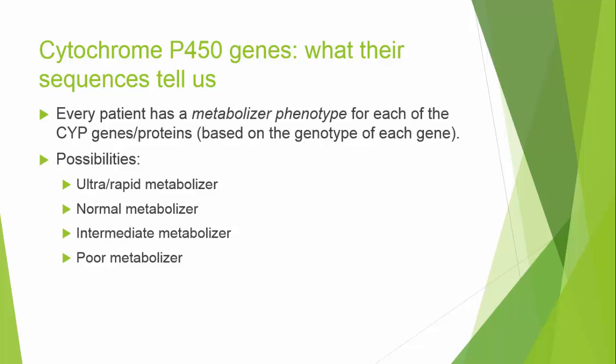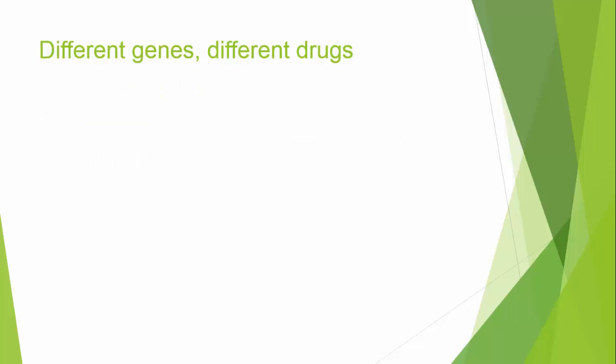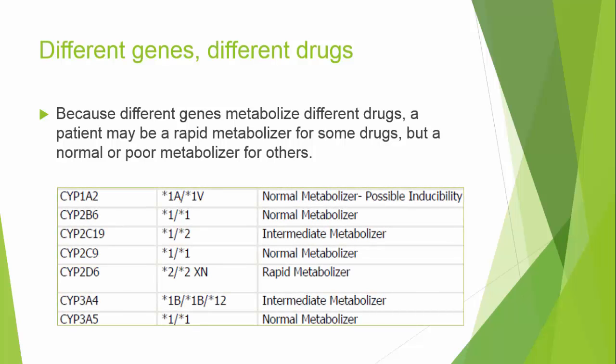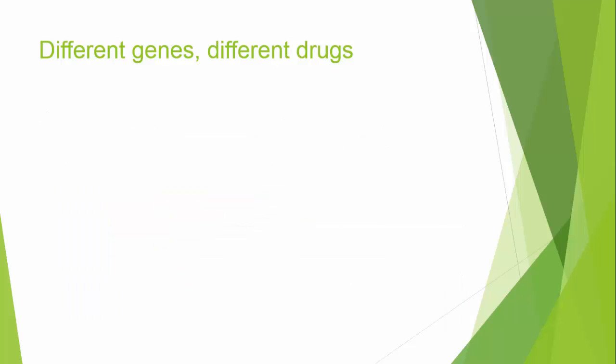Because different ones of these CYP genes metabolize different drugs, a patient can actually have a rapid metabolizer phenotype for some drugs, but a normal or poor metabolizer for others. Here's an example of 7 commonly tested CYP genes. This patient, for CYP1A2, is a normal metabolizer. But for CYP2D6, they're a rapid metabolizer, and it's important to know the metabolizer status for each of these genes, and that's why we test them individually.